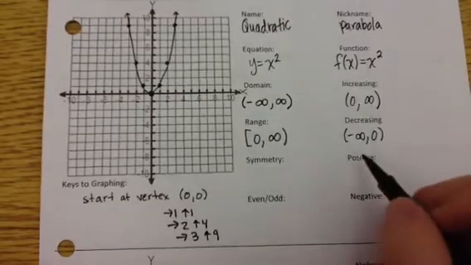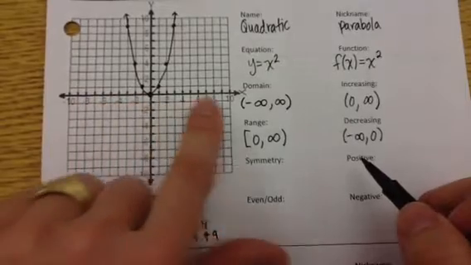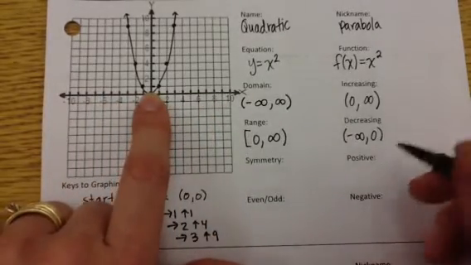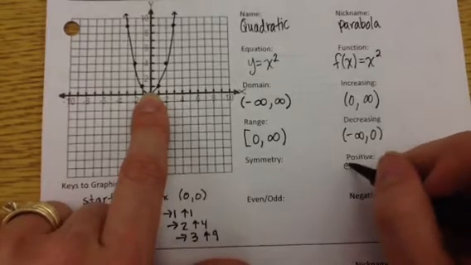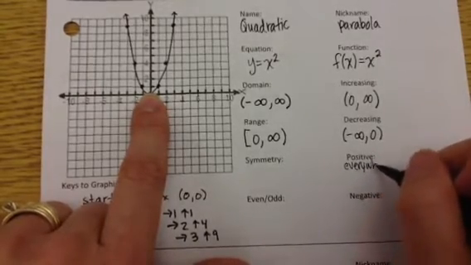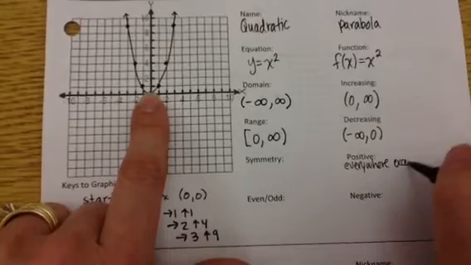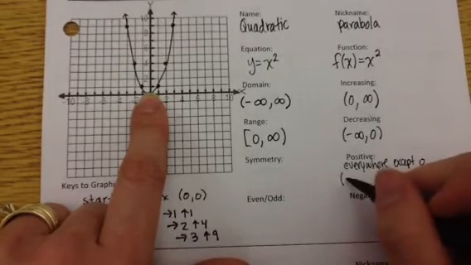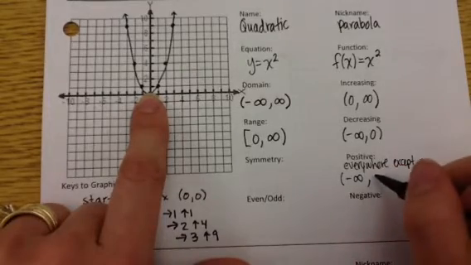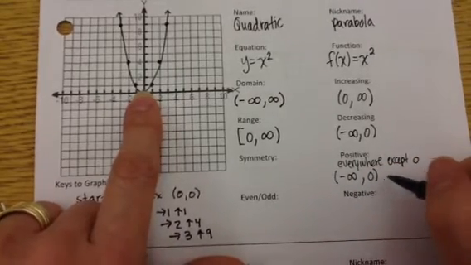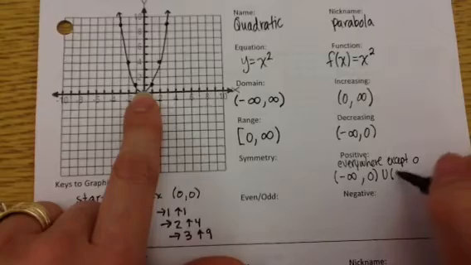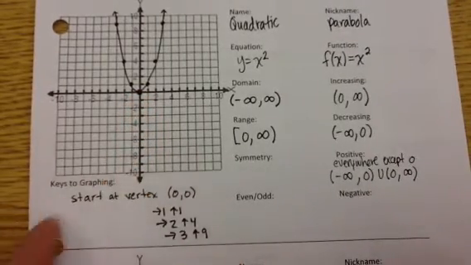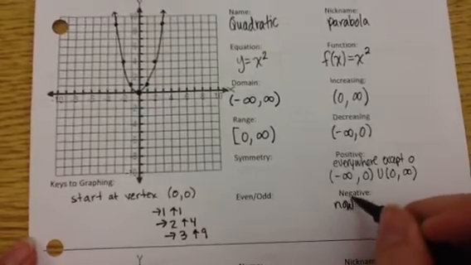This graph is positive. It looks like everywhere, except you have to realize that 0 is not really positive or negative, so it's positive everywhere except 0. And we write that in interval notation by going from negative infinity to 0, and then skipping over 0 and starting back up and going to positive infinity. And this graph is negative nowhere.